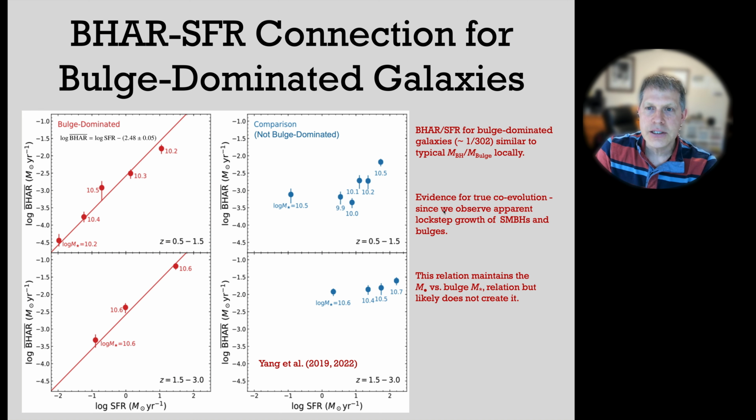So this is taken as indeed evidence for true coevolution, since in this case, apparent lockstep growth of supermassive black holes and bulges is being observed. And further investigations indicate that this correlation, as seen in these data specifically, likely is able to maintain the black hole mass versus bulge stellar mass relation, but likely does not create it. Other processes, perhaps at even higher redshifts or even among more luminous systems, probably must be responsible for creating it.